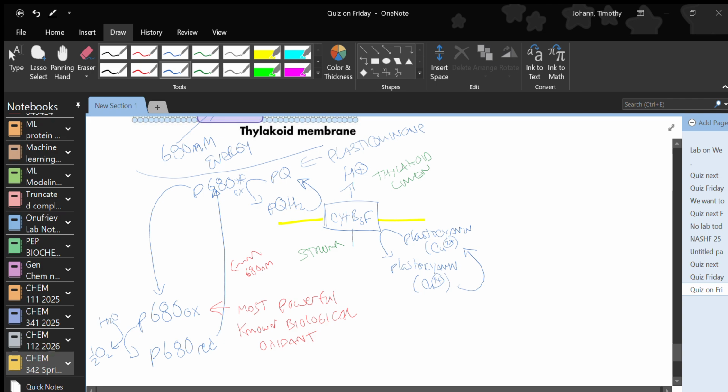And then it can dump off its electrons to a protein that's called P700. So at this point, these electrons have the energy of 700 nanometer light, or actually, that's what's going to excite this complex. So P700, not oxidized, I should say, that's going to be reduced. And then this can be excited by 700 nanometer light.